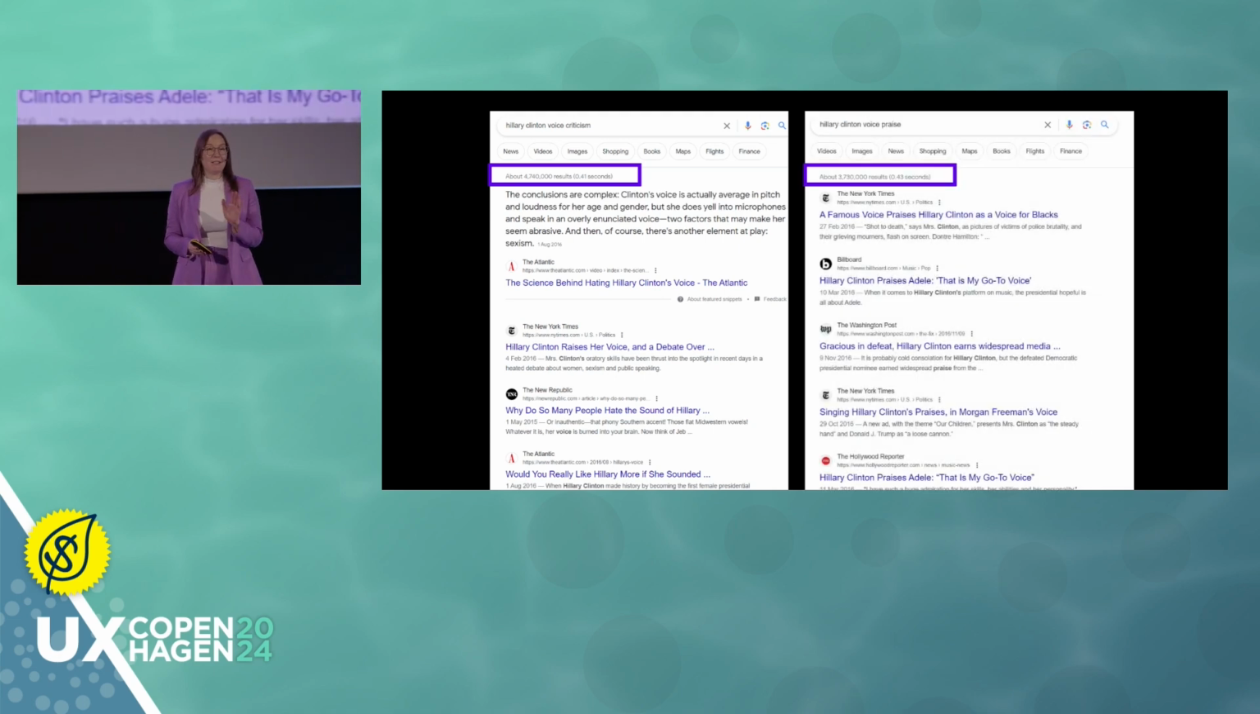Compare that to Hillary Clinton voice praise. Not only do we get 1 million fewer results, they're also all metaphorical. No one's actually talking about how they like her voice. They're talking about her voice in the abstract. People don't prefer women's voices. They prefer women's voices in a very specific use case of outsourcing domestic drudgery, of terse order taking to add something to my shopping list or turn on the lights. That's the context in which society has deemed women's voices acceptable.